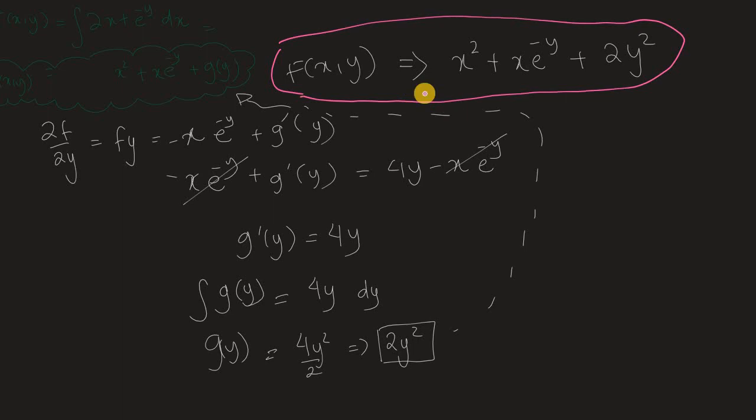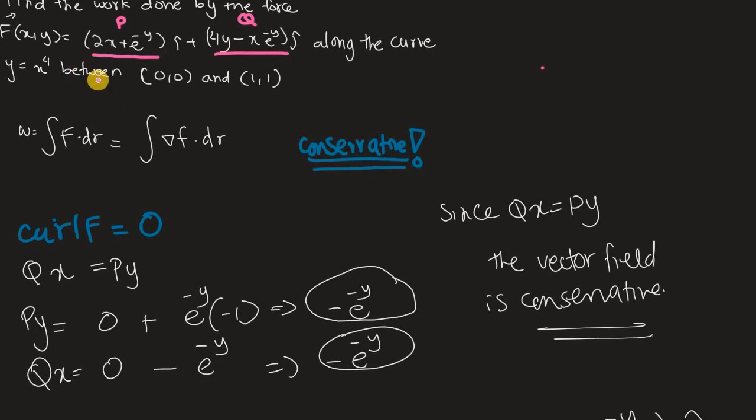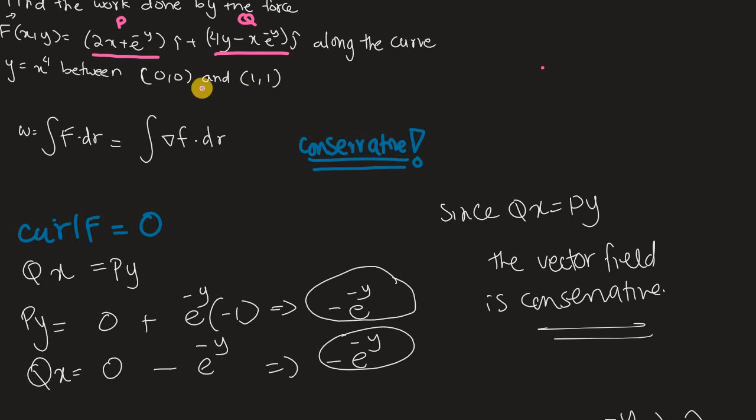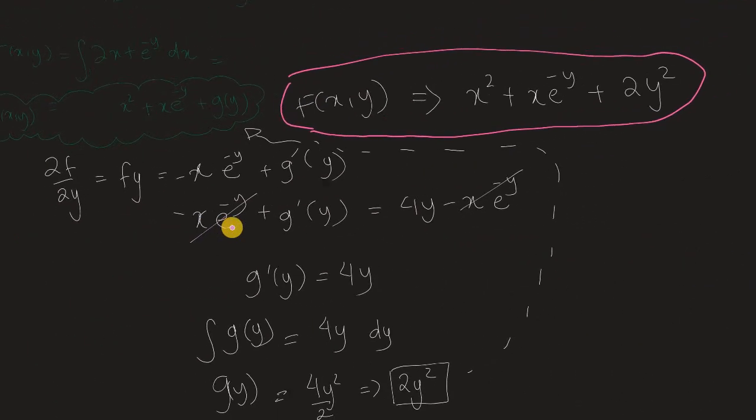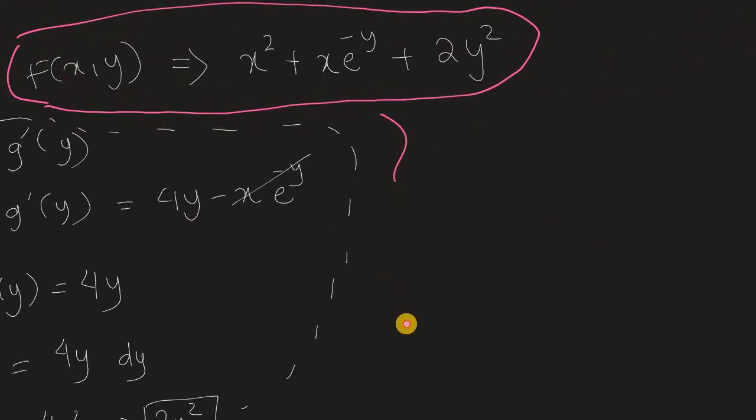But this is not the final answer, because our question was to find the work done between these 2 points, right? Find the work done. So now we have the function and we have these 2 points, (0, 0) and (1, 1). So what we're going to do, so I'm just gonna write it over here, okay? So let me separate it. So for this, to find the work done, you're going to take the point B and plug it into this function, and then subtract it and plug the point A into the equation.